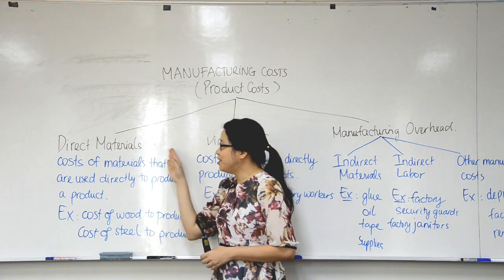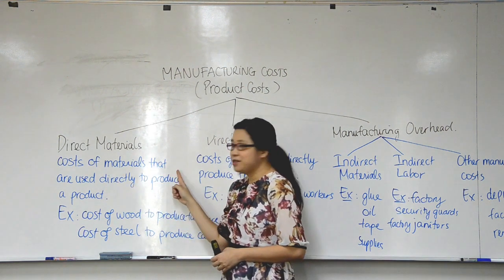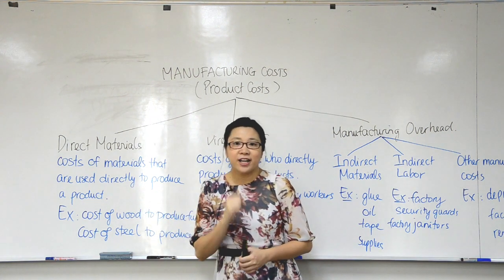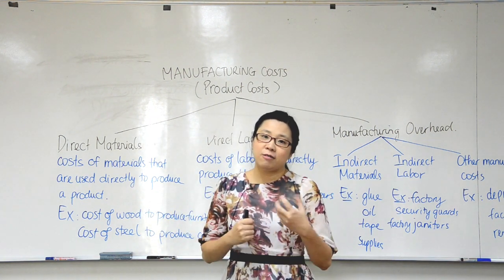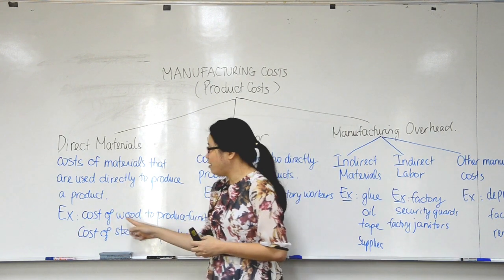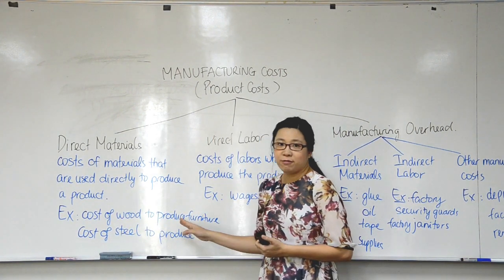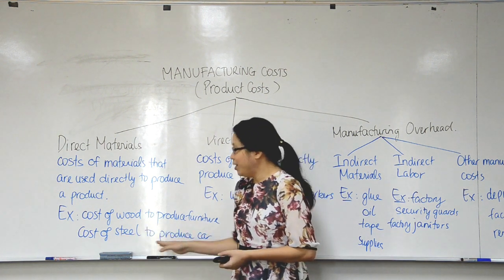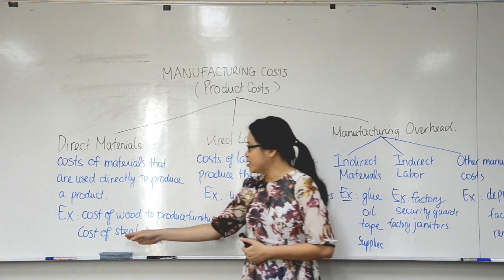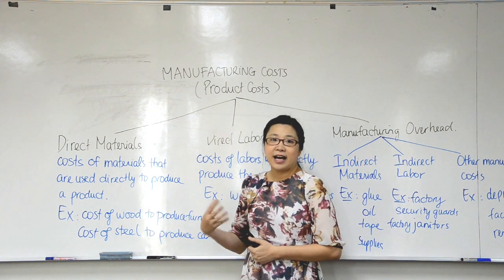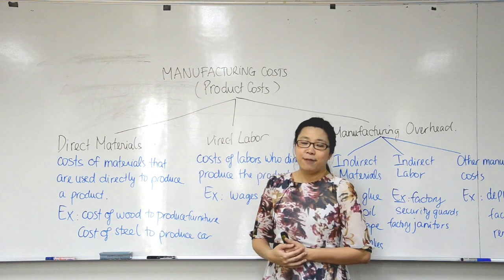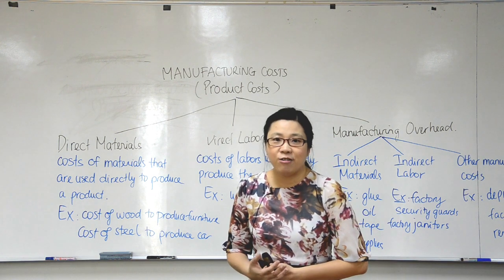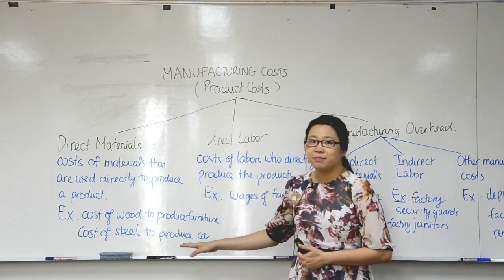So direct materials means the cost of material that are used directly to produce a product. For example, if you produce furniture, the cost of the wood that you use to produce the furniture, we call it direct materials. And if you are producing a car, the cost of steel, we call it direct materials. If you produce cake, the cost of flour, we call it direct materials.